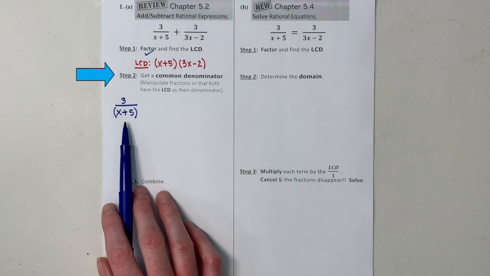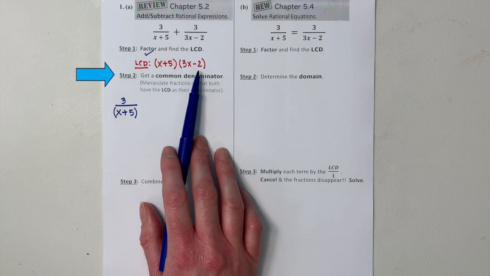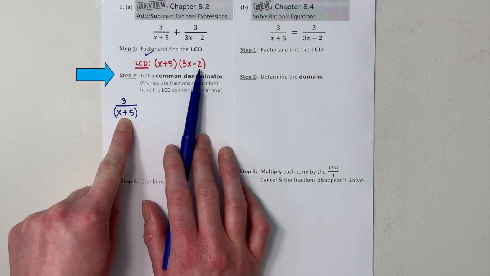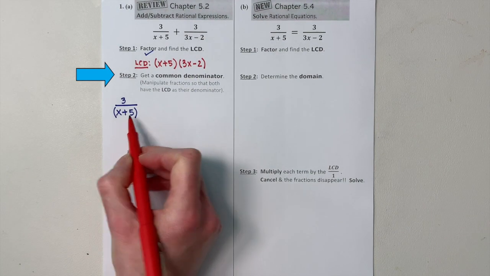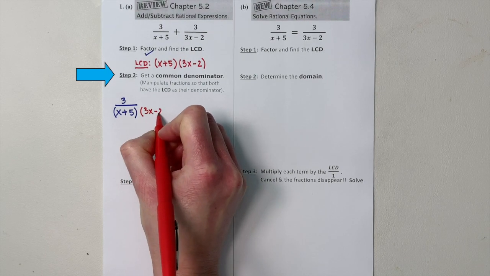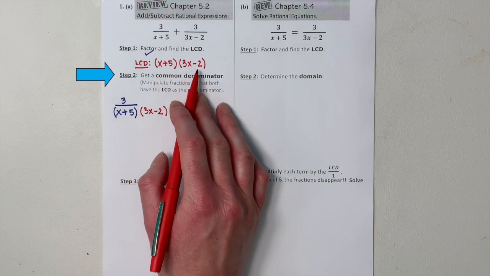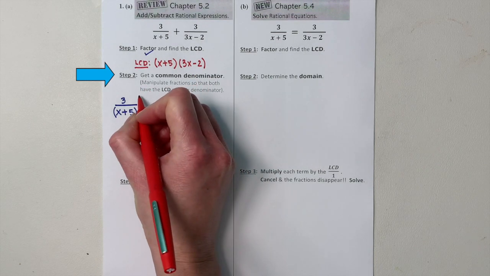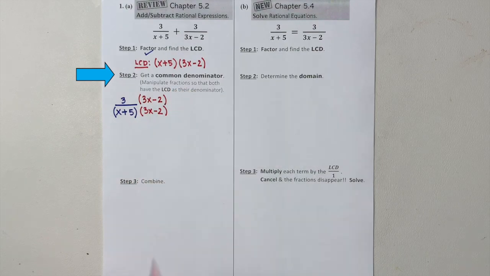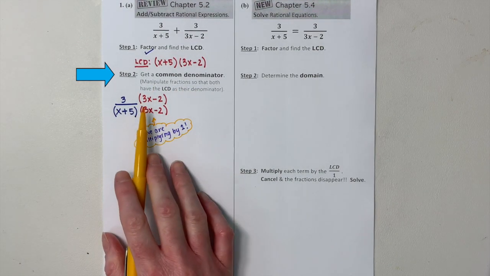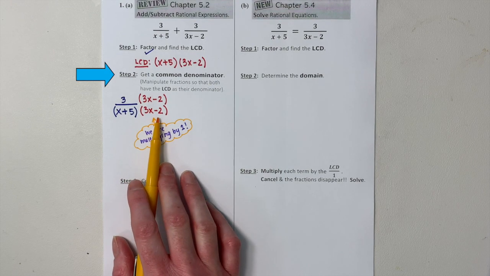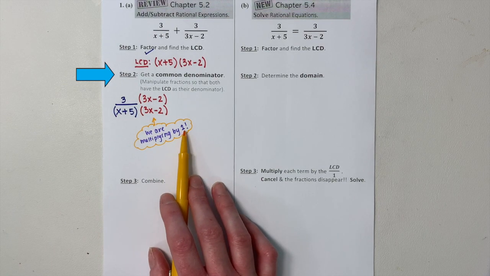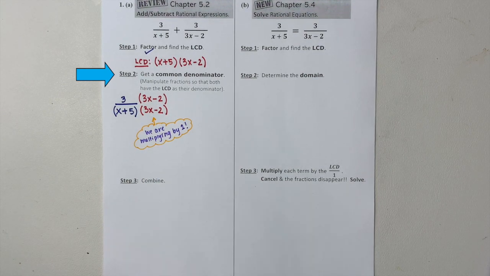Now, we want this denominator to match the LCD. Let's see, we already have the factor x plus 5, but we need the factor 3x minus 2. So we're going to multiply this denominator by 3x minus 2 because now it matches the LCD. And we know with fractions, if you multiply the denominator by some quantity, you also have to multiply the numerator by that same quantity. Why are we allowed to do this? Because 3x minus 2 over 3x minus 2 is just 1. So we're really just multiplying this fraction by 1. And when you multiply by 1, you're not changing the value of your expression.